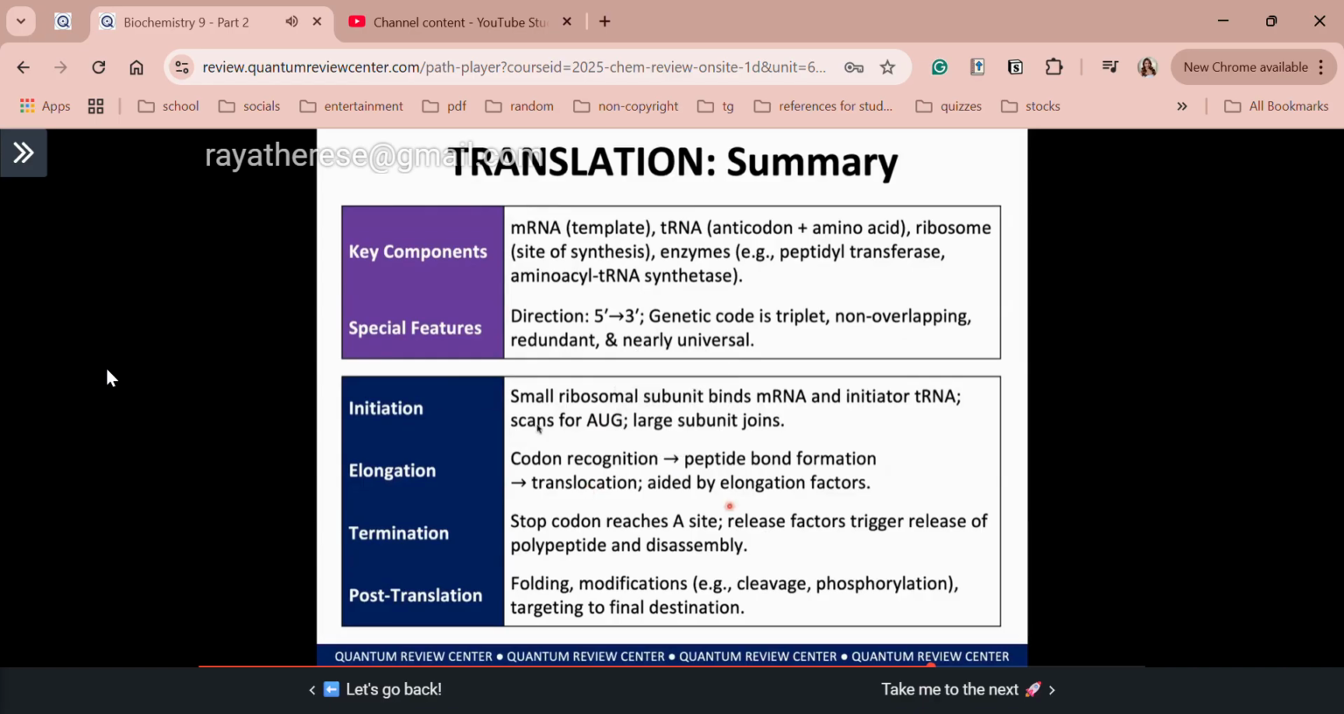And for termination, again, this is a simple process where when your stop codon reaches the A site, ayan, your RFs or release factors are to the rescue. Si RF1 and RF2 will bind to their specific stop codons, while si RF3 will induce or will signal hydrolysis ng tRNA and polypeptide chain peptide bond formation. Ayan. So this will lead to disassembly ng translation complex.